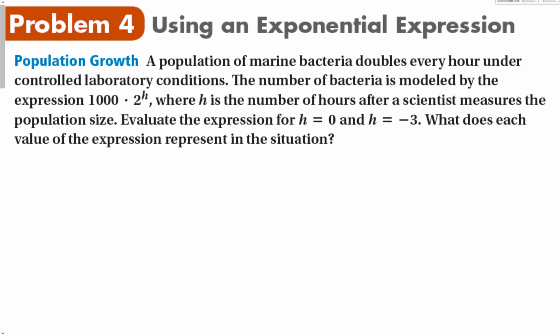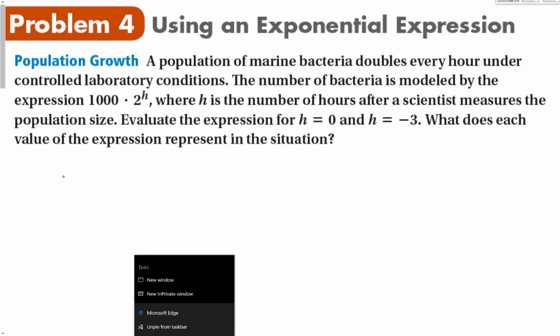Let's try a word problem here, using exponential expressions. Population growth. A population of marine bacteria doubles every hour under controlled laboratory conditions. The number of bacteria is modeled by the expression 1,000 times 2 to the h power, where h is the number of hours after a scientist measures the population size. Evaluate the expression for h equal to 0 and h equal to negative 3. What does each value of the expression represent?